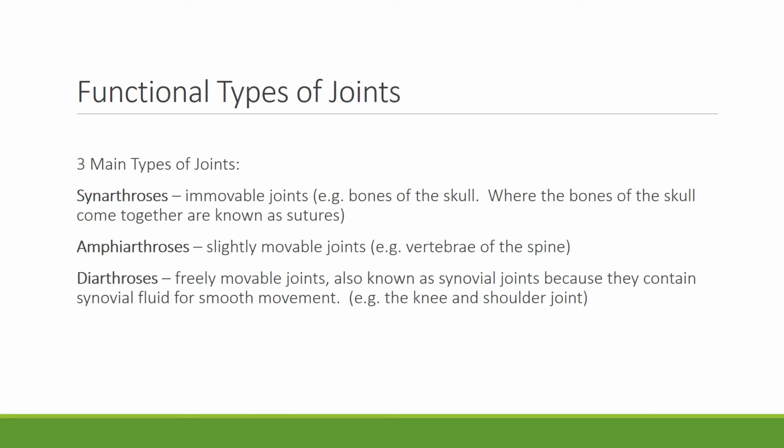Let's spend a little bit of time looking at the functional types of joints. Again, the three main types of joints are synarthroses, amphiarthroses, and diarthroses. Synarthroses are immovable joints, and we're talking about bones like the bones of the skull. Where the bones of the skull come together are known as sutures. Amphiarthroses are slightly movable joints. An example of this is the vertebrae of the spine. And diarthroses are freely movable joints, also known as synovial joints because they contain synovial fluid for smooth movement. An example of this is the knee and shoulder joint.